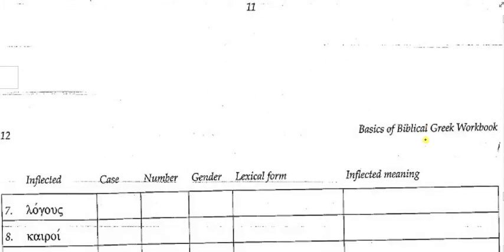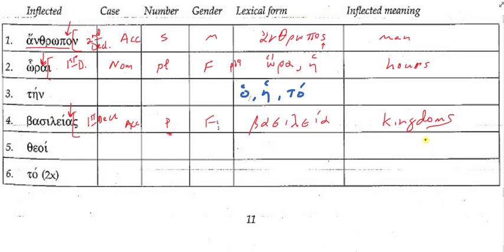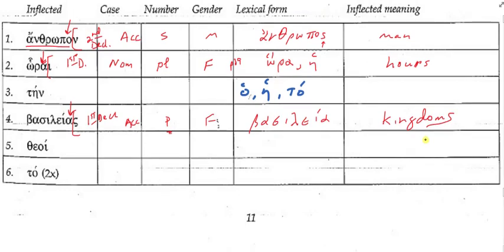Could you go over number 3, for instance? To me, that looks like an article. Mm-hmm. Yes, it is the article. In the answer key, the lexical form is... Yeah. Well, the article really is, there's 3 forms of the nominative singular article, right? Ho if it's masculine, he if it's feminine, and to if it's neuter.